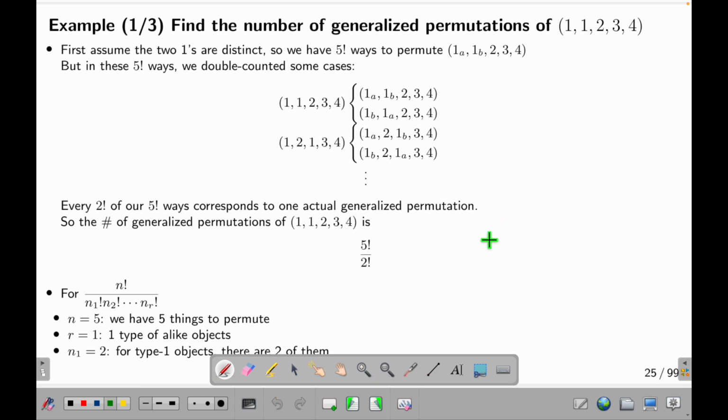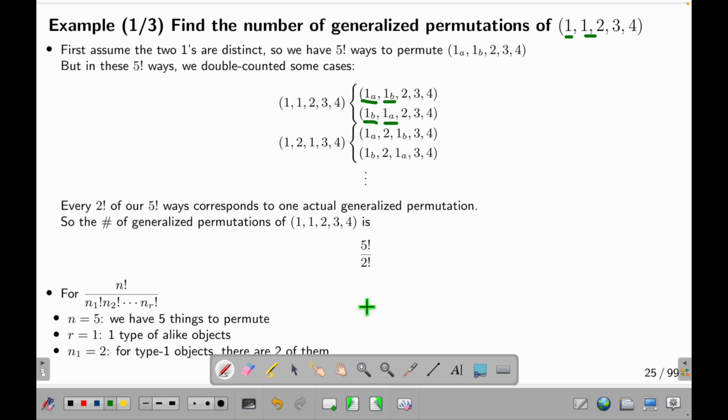So now, this is another example. Suppose I have 1, 1, 2, 3, 4, or A, B, C, D. Okay? So how many ways to permute this? Again, first, you treat them as different things. So we have 1A, 1B, 2, 3, 4. You treat these two 1s, which we cannot tell apart, but we label them. Then how many ways can you permute this? 5 factorial. But among this number of factorial, some of them are double counted. For example, these 2 are the same thing because you have no way to tell which is which, right?